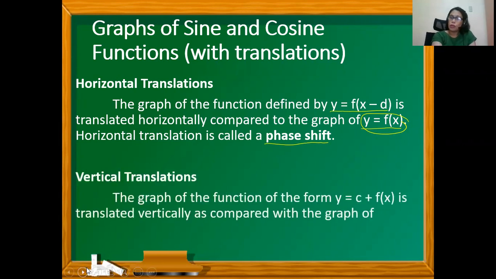So the graph of the function of the form y equals c plus f of x is translated vertically as compared with the graph of y equals f of x. So this time, the graph originally defined by y equals f of x will move either up or down by c units. If c is greater than 0, then the graph defined by y equals f of x moves up. Otherwise, it moves down. So we're going to sketch the graph of the original function, and we will observe the distance that it traveled horizontally or vertically.